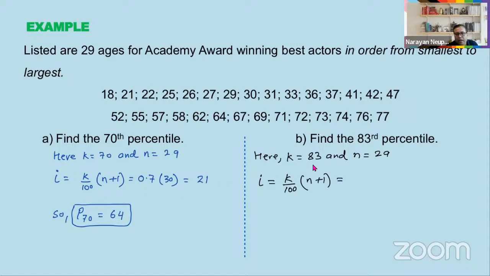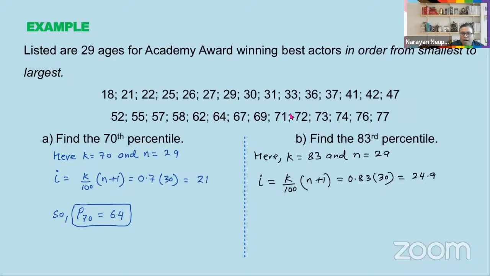If you look at the screen here, K is 83, and 83 over 100 is 0.83, multiplied by N plus 1. N is 29, 29 plus 1 is 30. So if we multiply this, 0.83 times 30, that is 24.9. So we don't get 25, we get 24.9. Look at that, we get a decimal, okay? If we count, this is 15, and 16, 17, 18, 19, 20, 21, 22, 23, 24 is here.